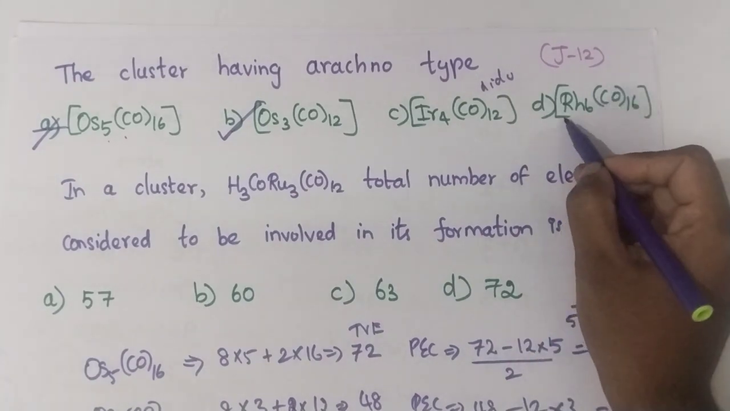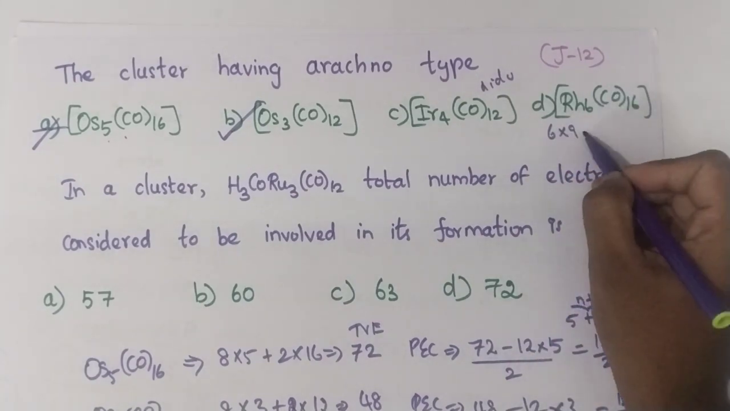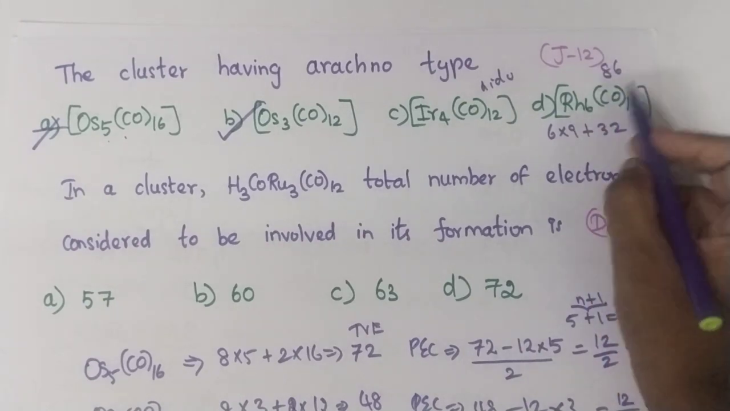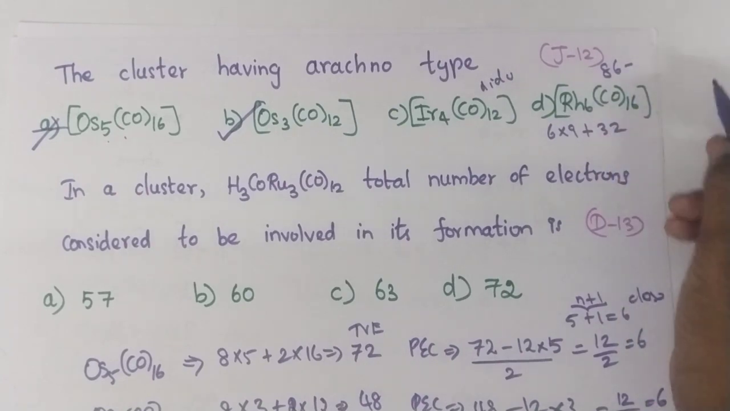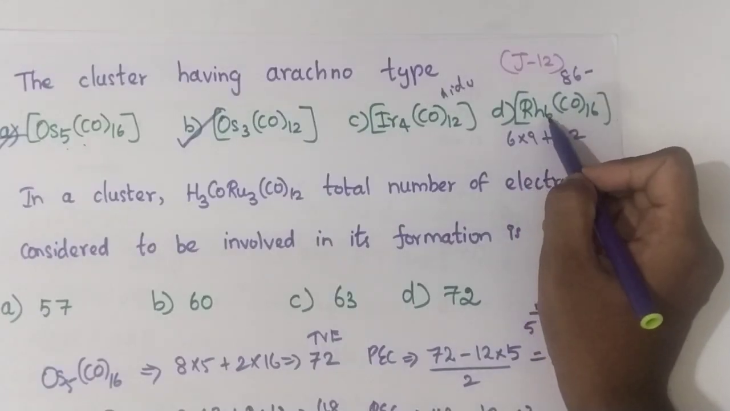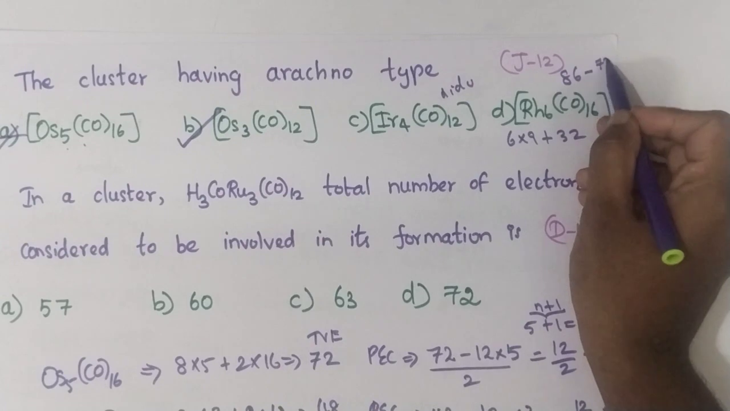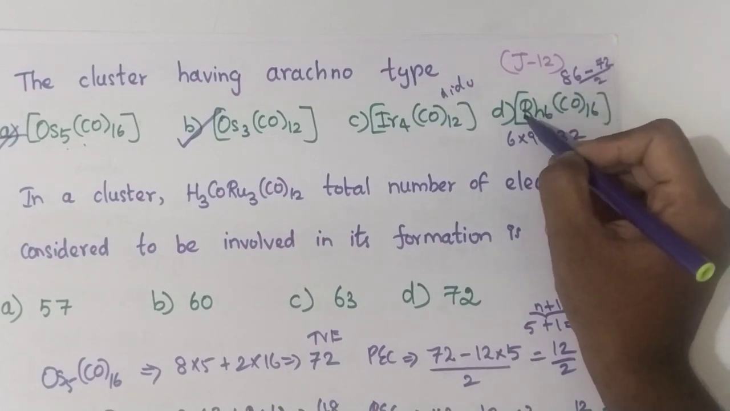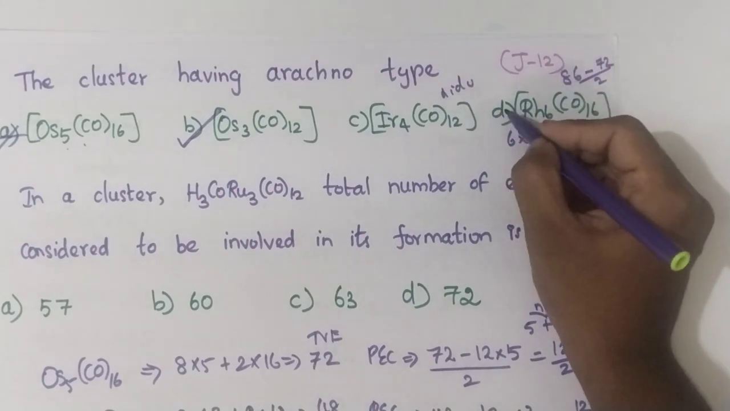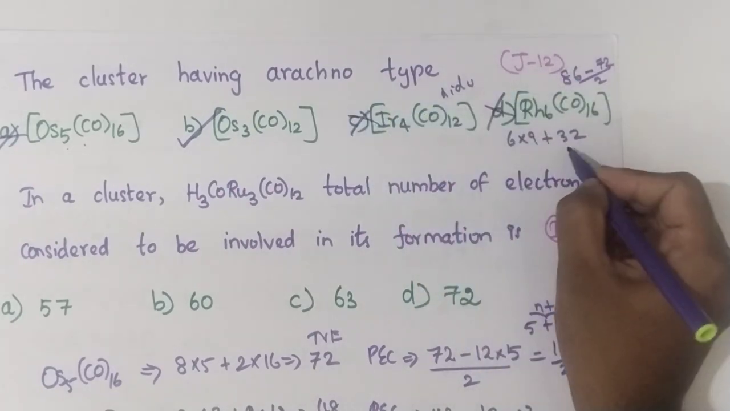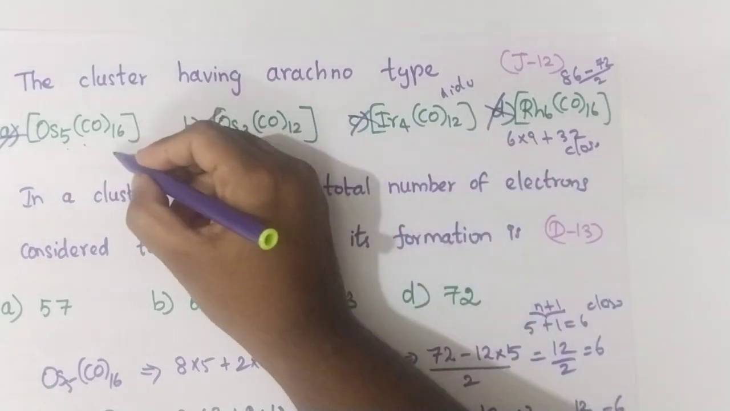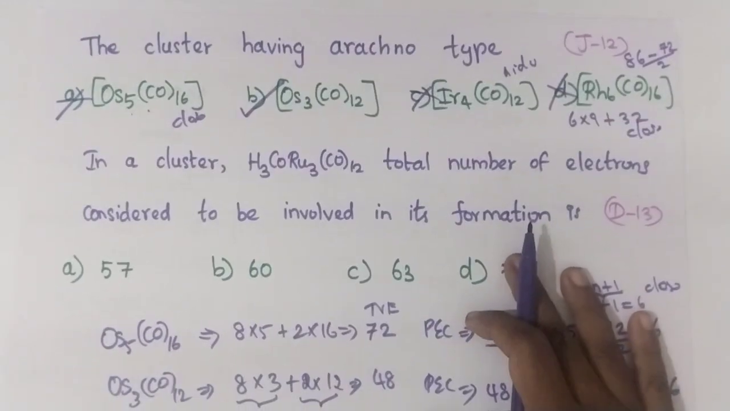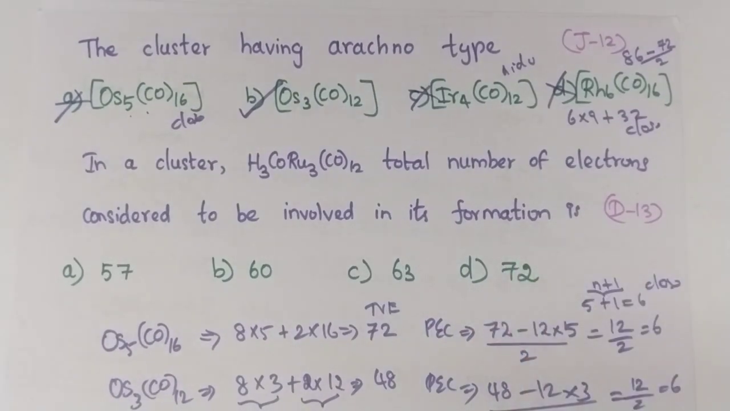Similarly, see here, rhodium 6 into 9, it is 54 plus 32, it is 86. The total valence electron count is 86 minus 12 into 6, which is 72, right? So it will give you 14 divided by 2, 7. N plus 1, it is closo. This is also closo. This is the only structure which has arachno. Hence option B is the right answer.